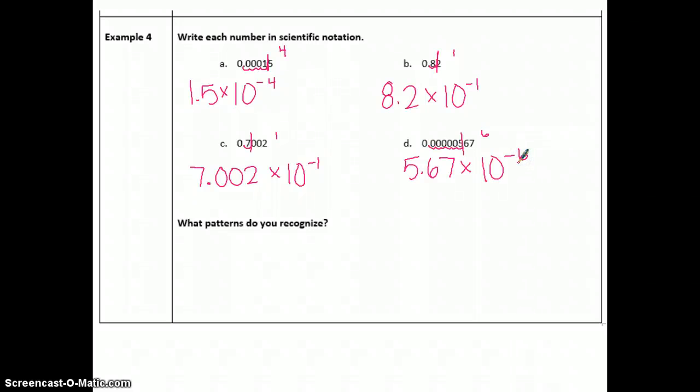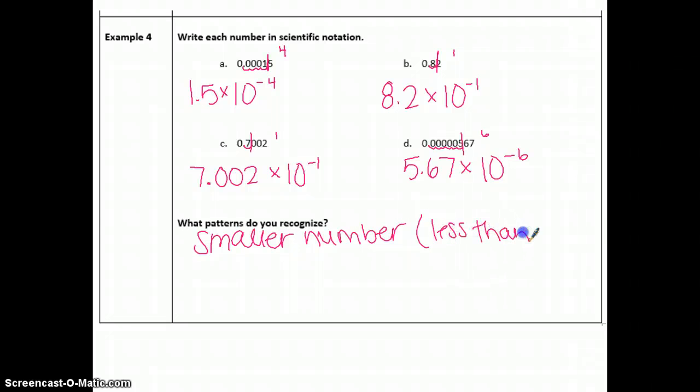Okay. What patterns do we realize here? Well, if it is a smaller number, less than 1, the exponent is negative.